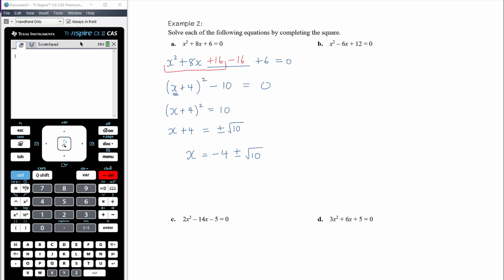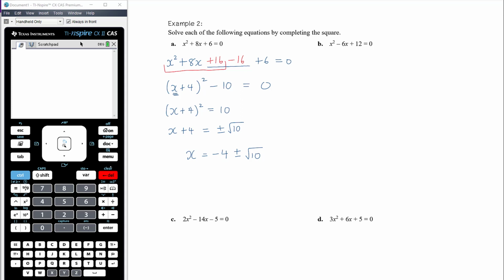Remember, root 10 is just a bit bigger than 3 because root 9 is 3. So this is negative 4 minus 3 point something and negative 4 plus 3 point something. It's two numerical values, okay? So there's your two solutions. You can leave them written like that. You don't need to write it out as two separate things, okay?